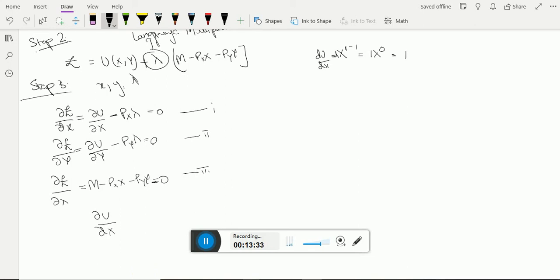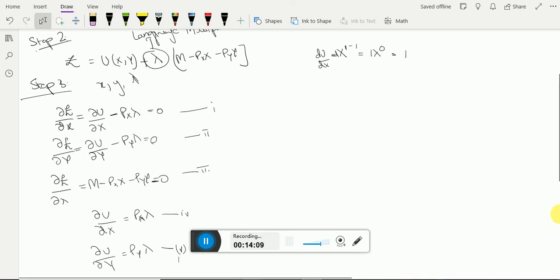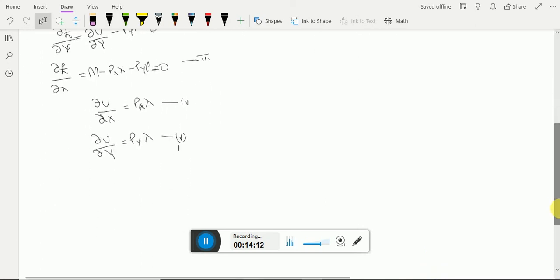derivative of u with respect to x equals px lambda, and in the same way, derivative of u with respect to y equals py lambda. We can solve it by taking lambda on one side and then equating the lambdas, or we can also solve them by equating the fourth and fifth equations together. So we have these two options. We are going to equate the fourth and fifth equation together.